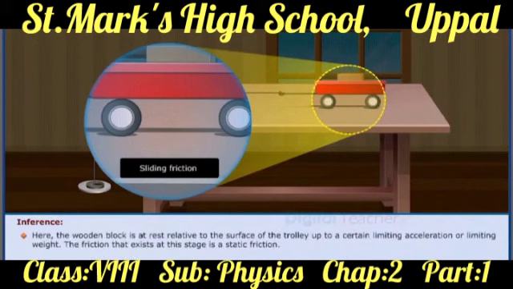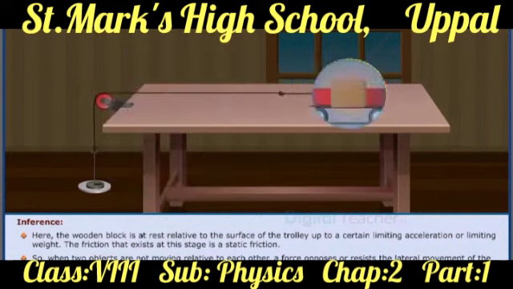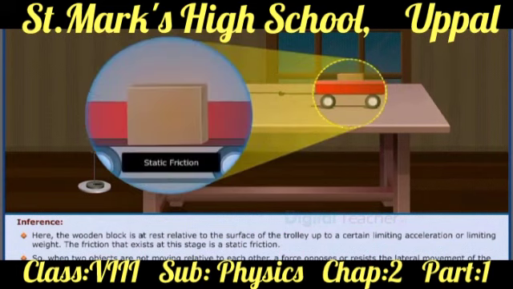Here, the wooden block is at rest relative to the surface of the trolley up to a certain limiting acceleration or limiting weight. The friction that exists at this stage is a static friction. So, when two objects are not moving relative to each other, a force opposes or resists the lateral movement of the objects, and this force is called static friction.